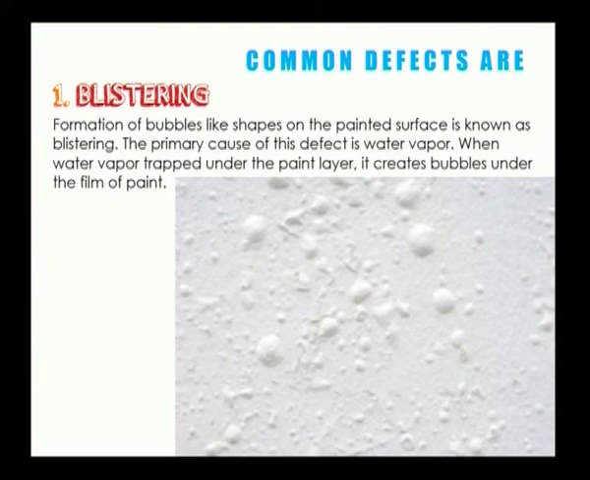Now, let us see defects in paints. The common defects that are found in paints are blistering. Blistering, like you see in the image, is a formation of bubble-like shapes on the painted surface. The primary cause of this defect is water vapor. When water vapor is trapped under the paint layer, it creates bubbles under the film of paint. Because of the heat, this trapped water becomes vapor and it forms these bubbles.